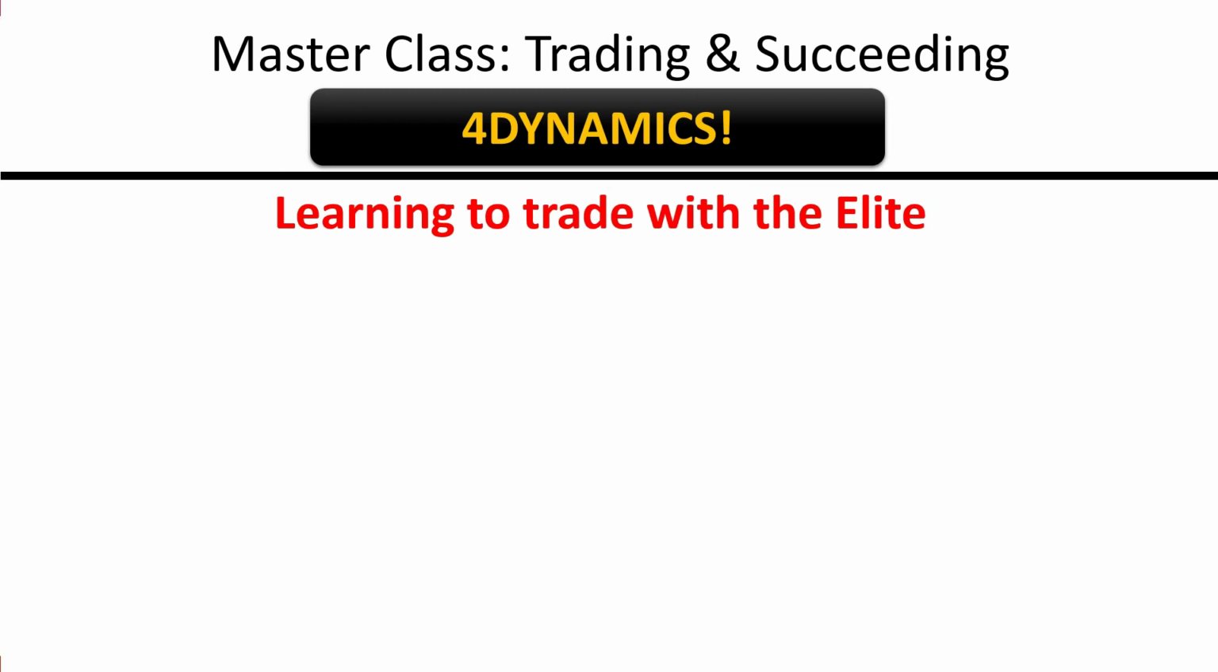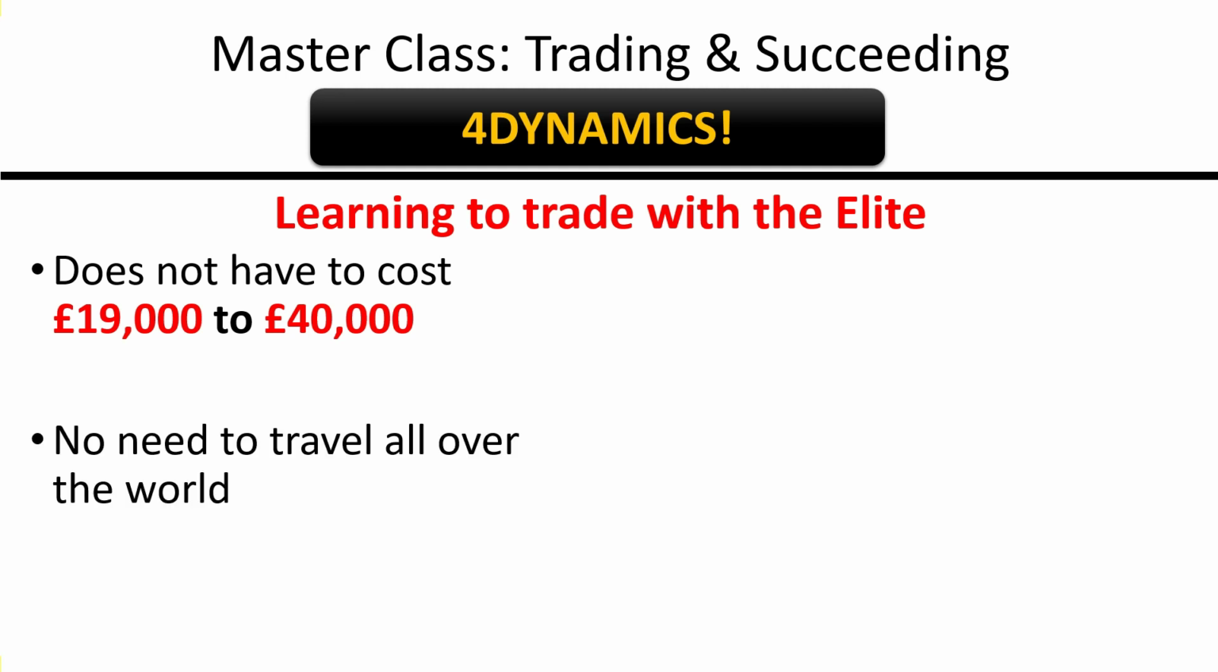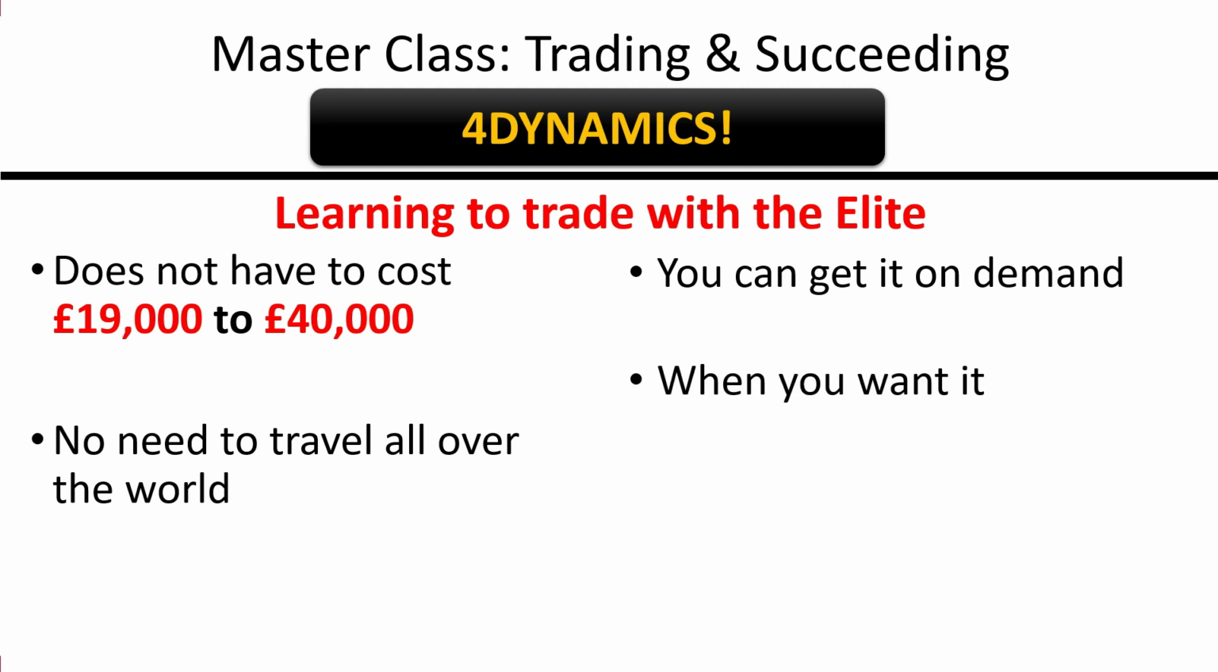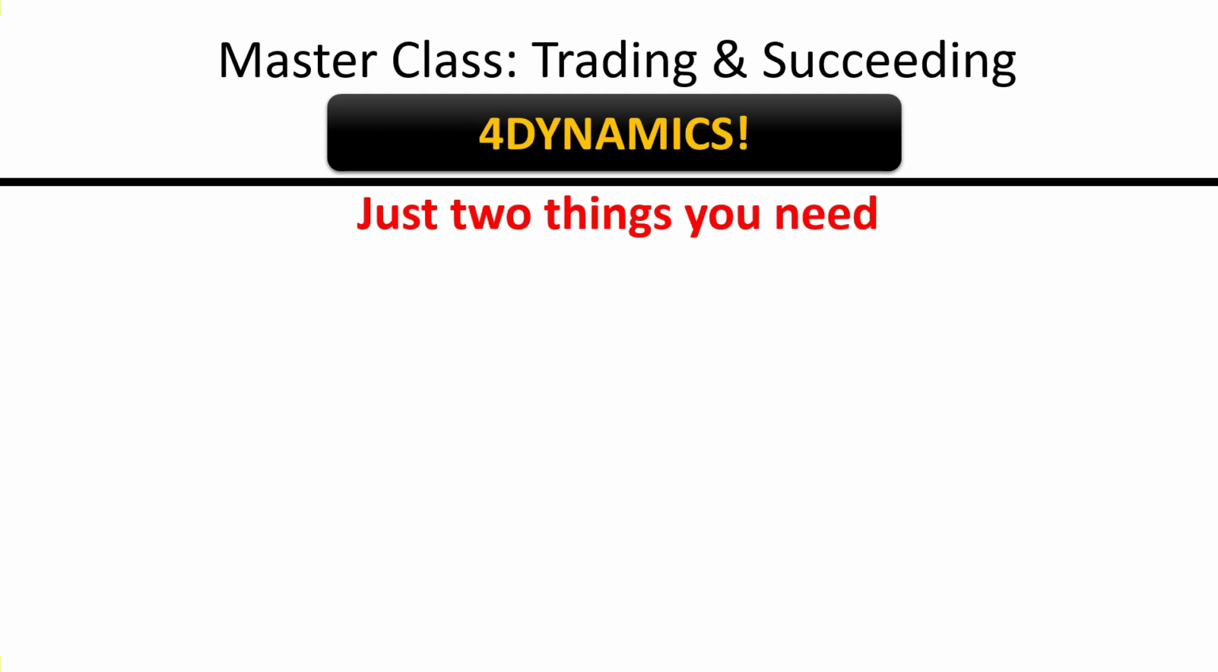So learning to trade with the elite, it doesn't have to cost you £19,000 to £40,000. It doesn't have to cost that. And there's no need to travel all over the world to get close to them, to be face to face. You can actually have it on demand, at the touch of your fingertips when you want it. If you want it at 1 in the morning, you get it at 1 in the morning. If you want it at 1 in the afternoon, you get it at 1 in the afternoon. You get it at a time that suits you, and that's the goal here. Do it late at night, early in the morning, in the afternoon, and also at a price that suits you.